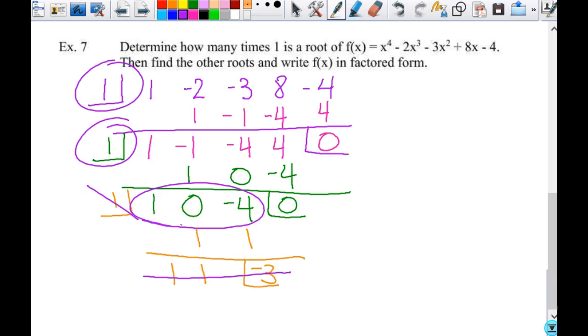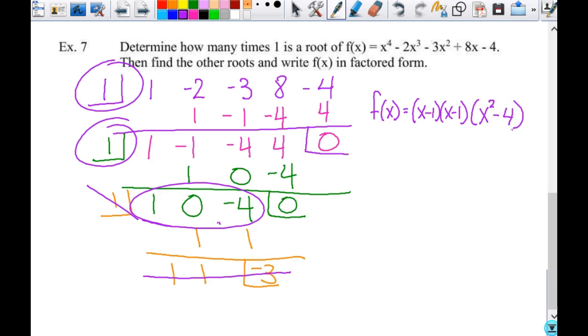Okay? Which means what I have right now is f of x equals x minus 1 times x minus 1, right? Because it's a double root there. And then this right here is going to give me x squared what? What does this give me? X squared plus 0x, then what? Minus 4. Everybody understand where that came from?